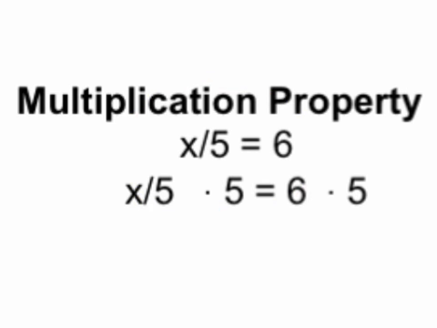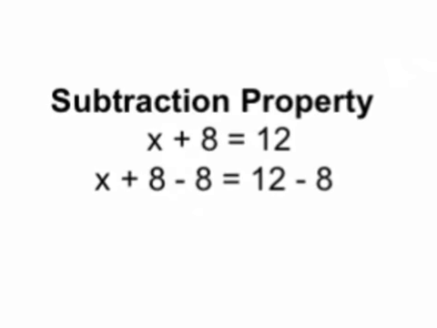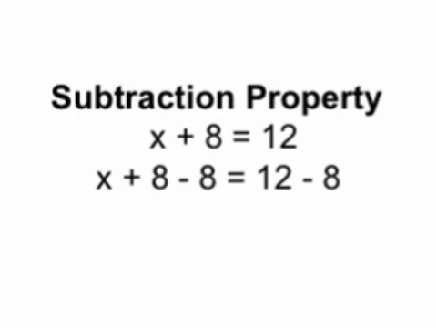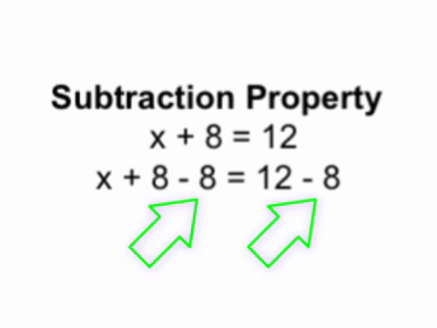Now let's check out the subtraction property of equality, which maybe you guessed says that subtracting the same number from both sides of the equation will not change the result. In solving x plus 8 equals 12, subtracting 8 from both sides leaves us with x equals 4.